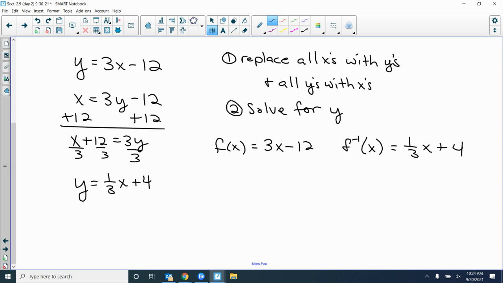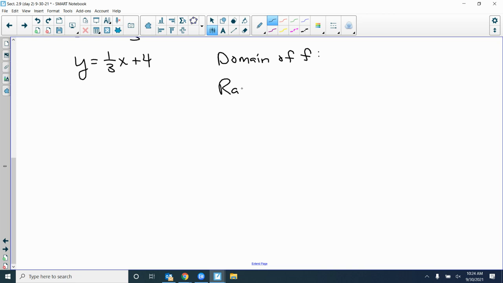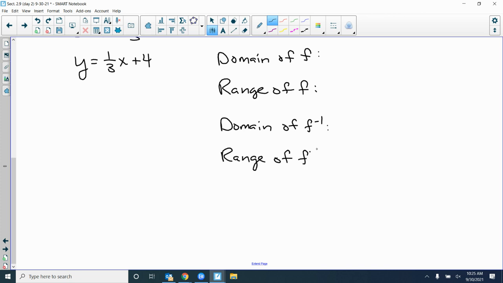Take a second. I want you to look at it. Don't write anything down until you know for sure. I'm just going to write this down. Domain of f, range of f, domain of the inverse, range of the inverse.